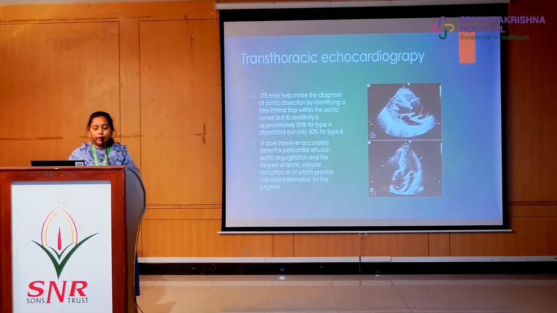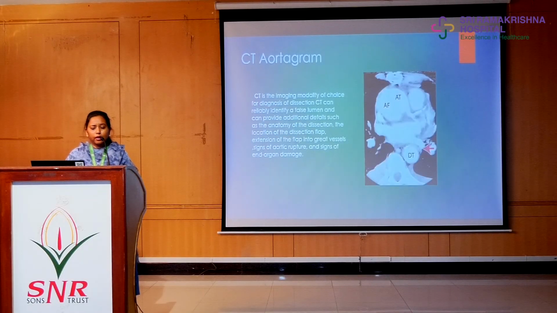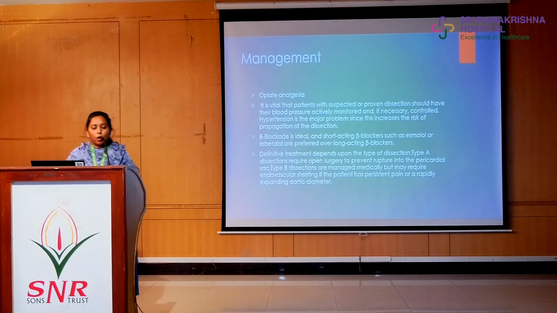It does, however, accurately detect a pericardial effusion and aortic regurgitation, which provide valuable information for the surgeon to decide on the diagnosis. The CT aortogram is the imaging modality of choice for diagnosis of dissection. CT can reliably identify a false lumen and true lumen and can provide additional details such as the anatomy of dissection, the location of the dissection flap, so how far it is extending into the vessels, and also the signs of end organ damage. So how do we manage those patients in the emergency department?